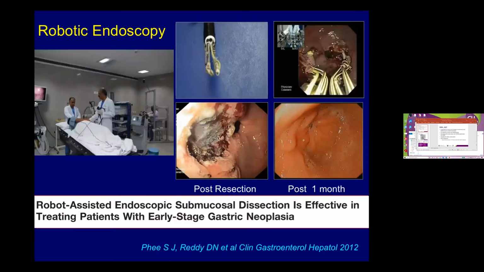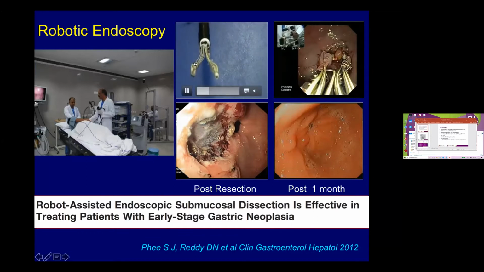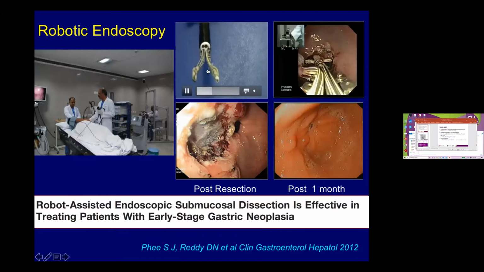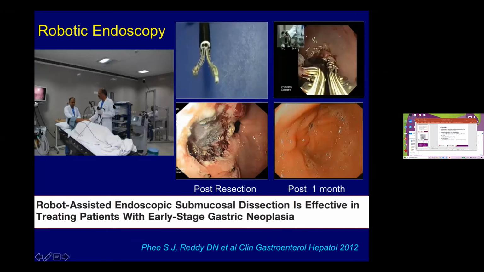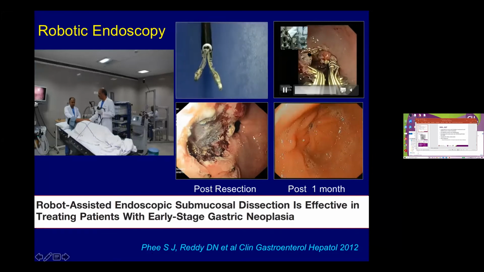A few years back, a Singapore group, Lawrence and his group, actually made this so-called master-slave robotic endoscope, and you can see these jaws are put in through a standard endoscope. You can actually manipulate these jaws. And you can see the endoscope is just actually a slave. I'm just putting the scope in. The master is behind manipulating this, doing a very large ESD.